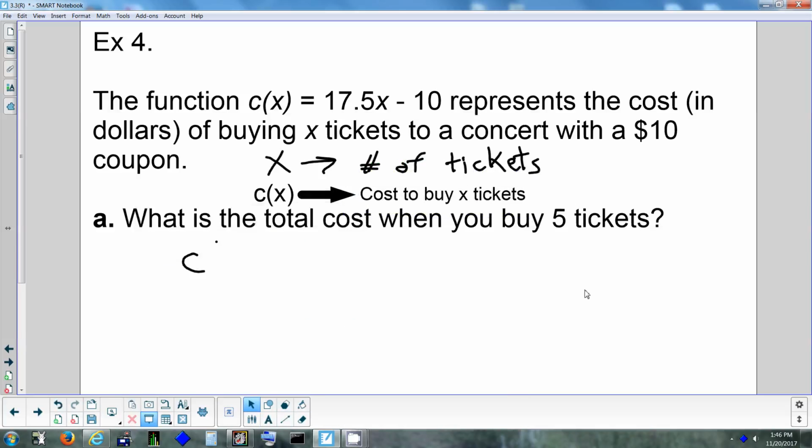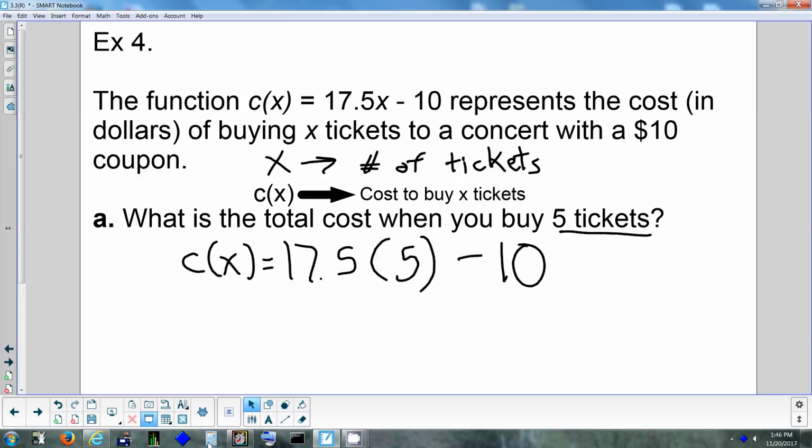So C of X equals, what am I going to put now? Someone tell me by raising their hand. 17.5. Minus 10. I got 17.5. Now X represents what? The number of tickets. Are we given a number of tickets? How many, Madison? 5, right? Yes, we are. What is the total cost when you buy 5 tickets? So 5, all right, minus the 10.